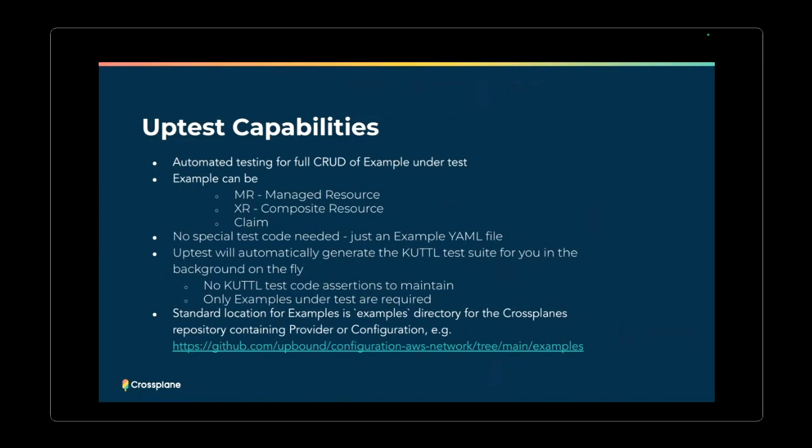And yeah, usually no special test code needed. You just need an example YAML file in your repository. And how it works semi-automatically is that it generates a kuttl test suite in the background for you, and you don't maintain these kuttl tests at all. All the assertions are predefined by uptest, and it catches like 90% of what you need when you're working with the Crossplane provider testing and configurations.